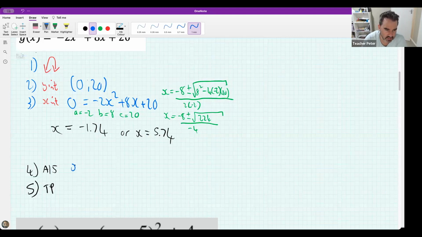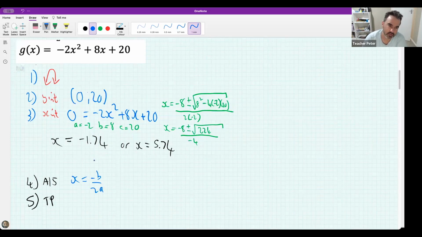Now, to get the axis of symmetry, you're going to have to use this formula for when it's in standard form. So I want to give you some more time to do that. And then we're going to take a break, once I see we've got the axis of symmetry and turning points.